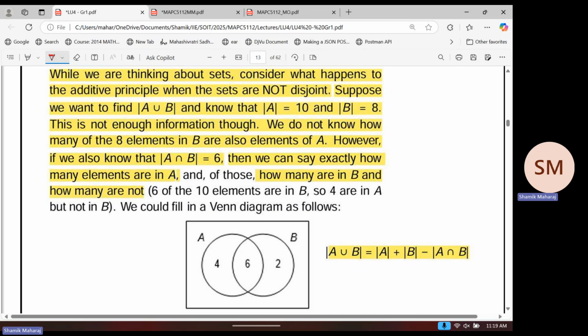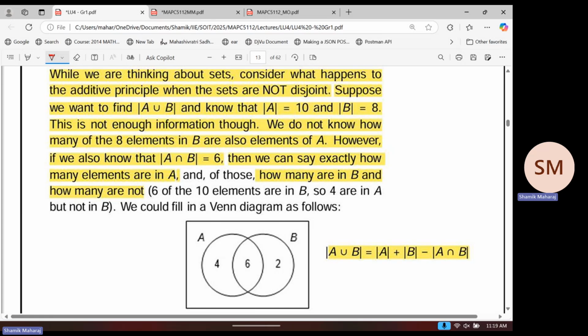Okay, so let me read the story and see if we can make sense of it. While we're thinking about sets, consider what happens to the additive principle where the sets are not disjoint. In other words, there's some overlap. Suppose we want to find A union B, and we know that the cardinality of A is 10 and the cardinality of B is 8. That's all we would have needed earlier, right? Earlier, we would just add these two together to get the union. But if there's some overlap, then we need more information.